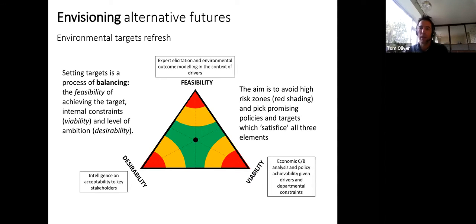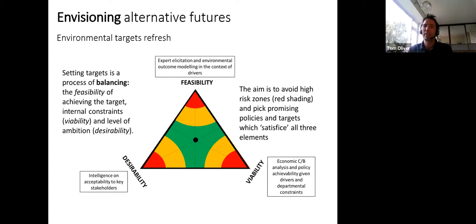Viability is the economic analysis. Can the government afford it? Is the policy deliverable in the context of other departmental actions across government? And the desirability, this is the social sciences element, I guess, is how acceptable is a certain level of a target to key stakeholders. And there's a lot of deep uncertainty here.